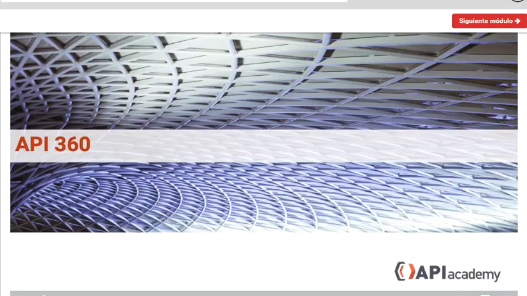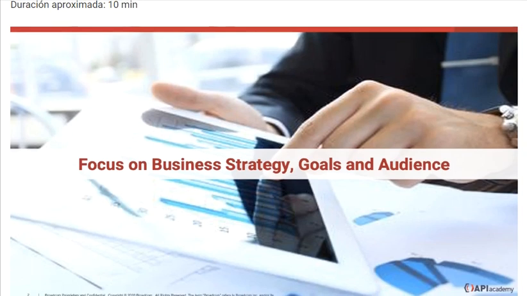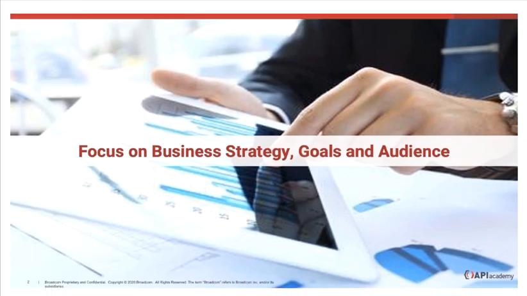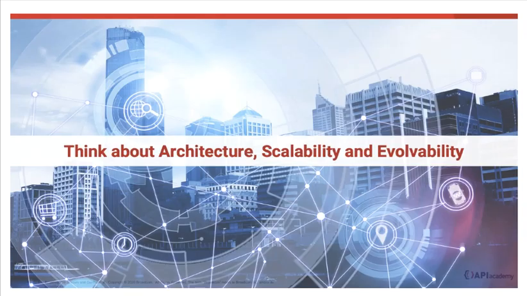In this video, the API 360 model, you'll learn how to dive deeper into your API program to use your APIs at scale. If you want to start taking advantage of APIs on a scale of more than just one single API, your first focus should be on business strategy and aligning your APIs with your business goals. You should make sure that the APIs are useful to your target audience. Next are the business tactics, where you should focus on engaging target developers. Think about the architecture, scalability, and evolvability as well.